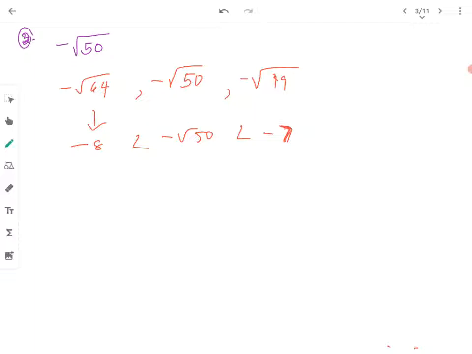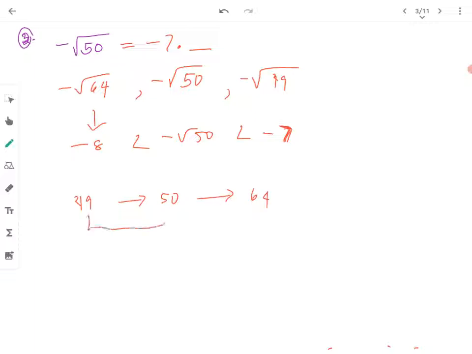It's less than negative 7. So meaning, negative square root of 50 is like saying negative 7 point something, and we do not know that something. That's what we're trying to solve. So again, from here, we need to count from 49 to 50, and then until 64.